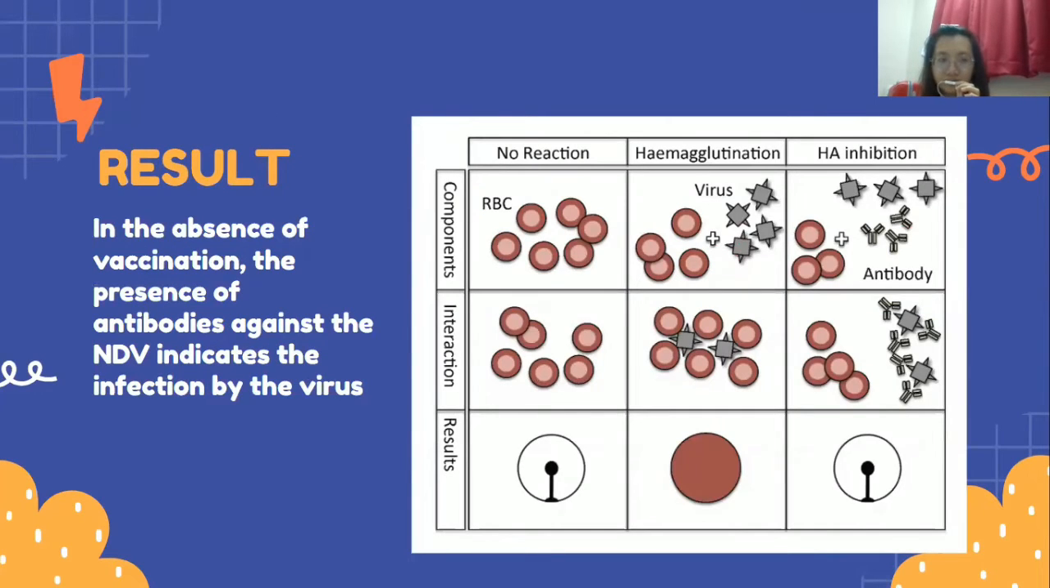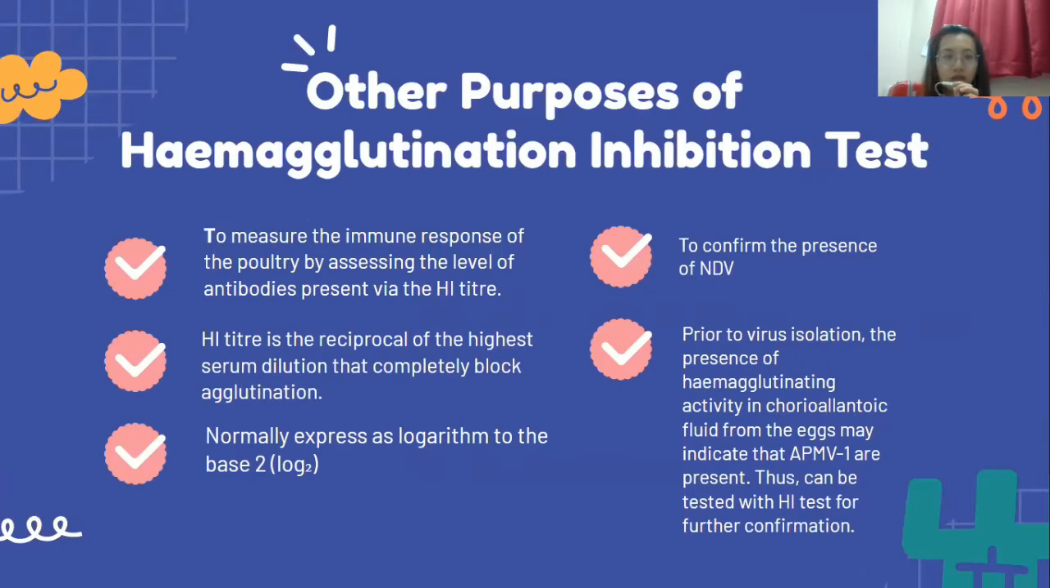And if the animal has not been vaccinated, but antibodies against the virus are detected, this indicates that the animal is infected by the virus. The other purpose of the HI test is to measure the immune response of the poultry, and this is done by assessing the level of antibodies present via the HI titer. When virus isolation shows the presence of hemagglutinating activity in the allantoic fluid in egg, this may indicate that NDV is present. Hence, the HI test can be used for further confirmation.